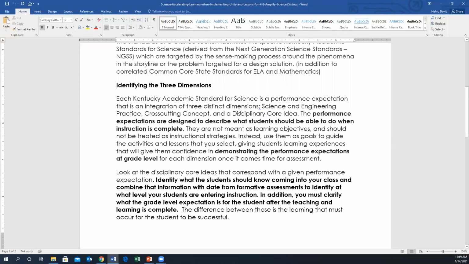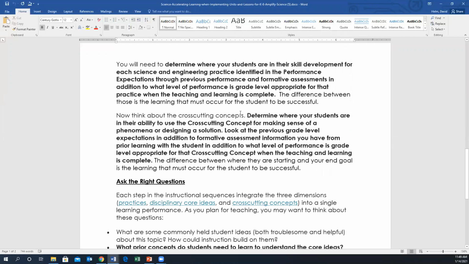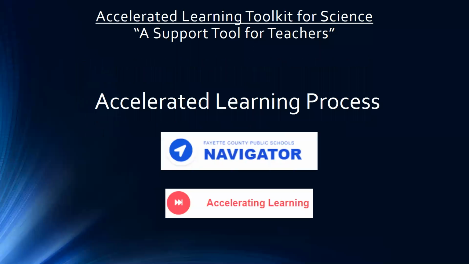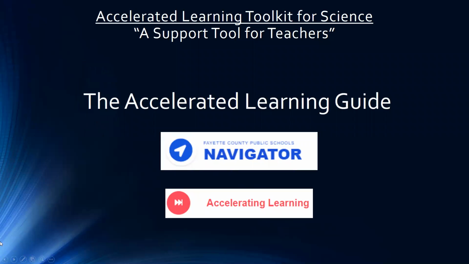So in our document, we're going to look at identifying the three dimensions, the cross-cutting concepts, the practices, and disciplinary core ideas, and then looking at the right questions. We could then go to the learning guide, which will also be found on Navigator, the learning guide document, I'm sorry. And in this case, we're going to go ahead and pull up a 7th grade document, as soon as I can get my mouse working here.